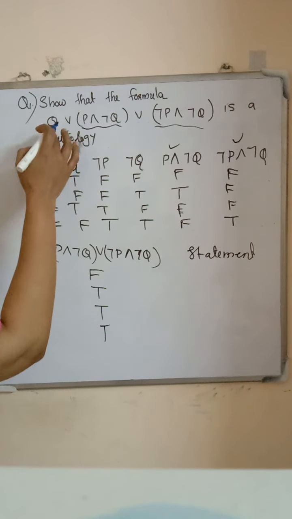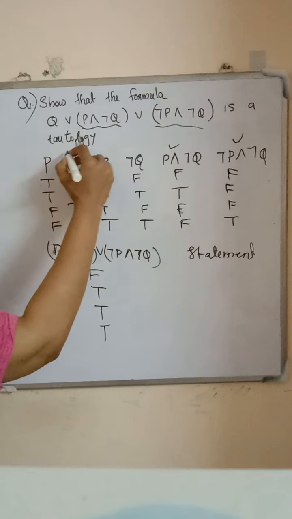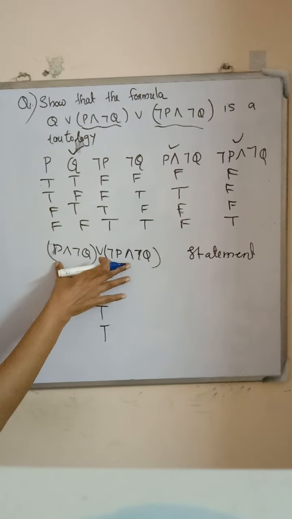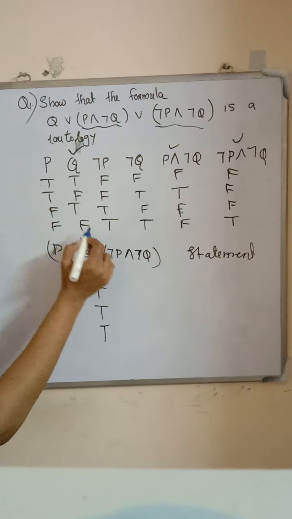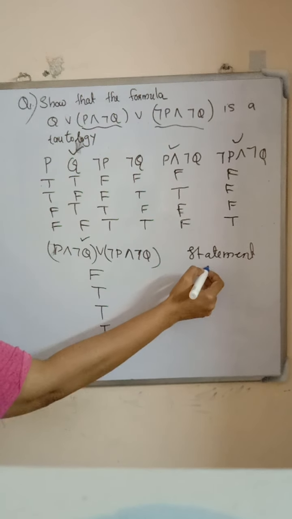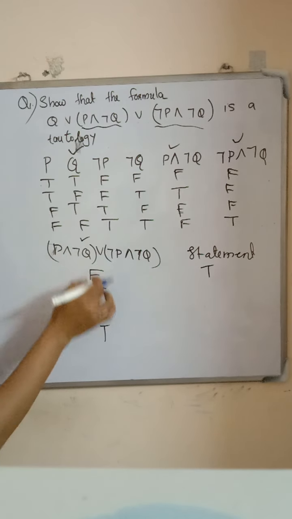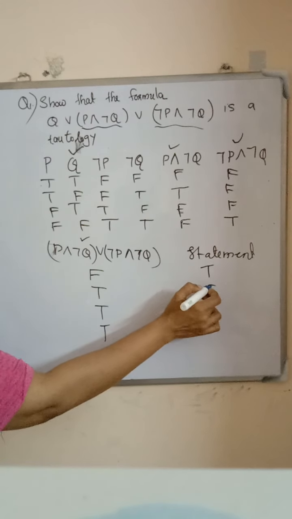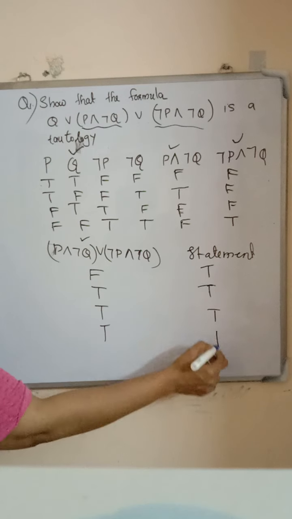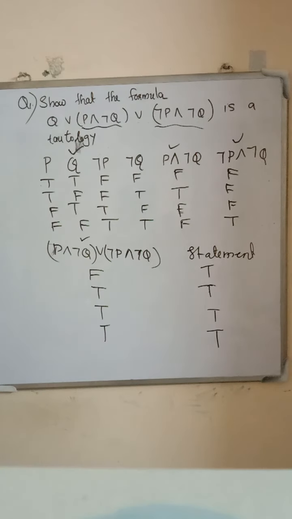Now the statement is Q or that last column. Combining the second column and this last column, we take the OR. True or false is true. False or true is true. True or true is true. And false or true is true. So the statement is true in all the cases. So this given statement is a tautology.